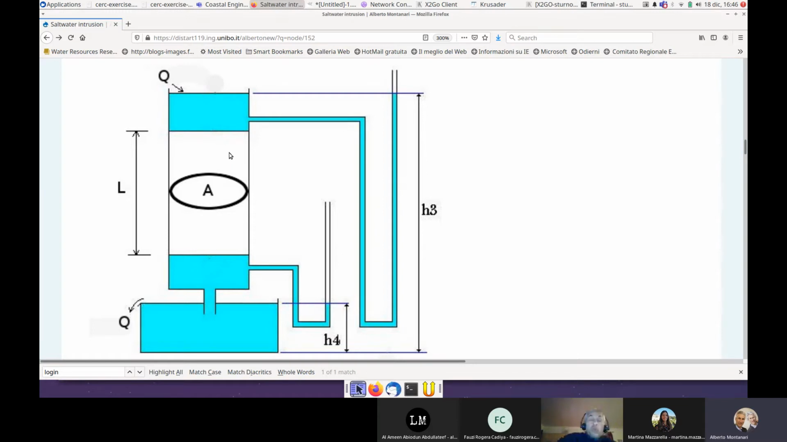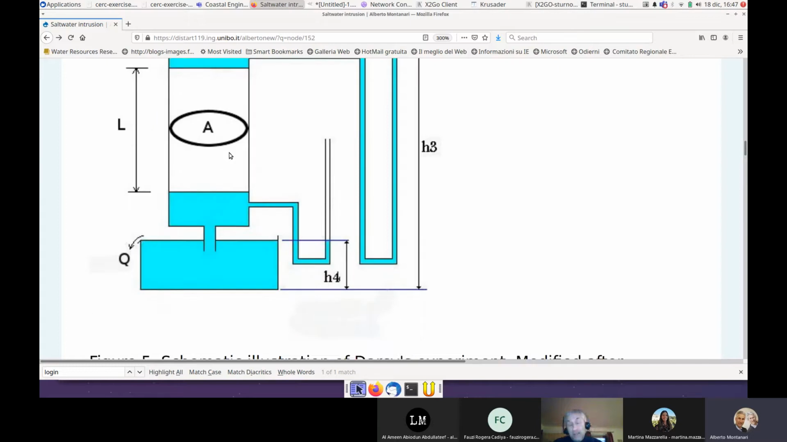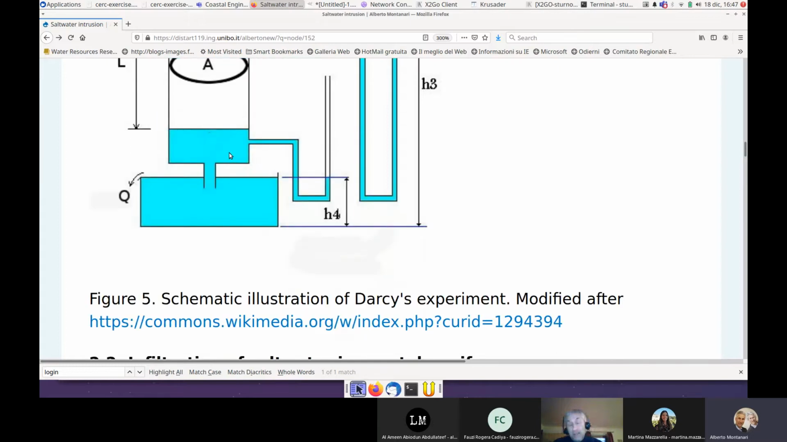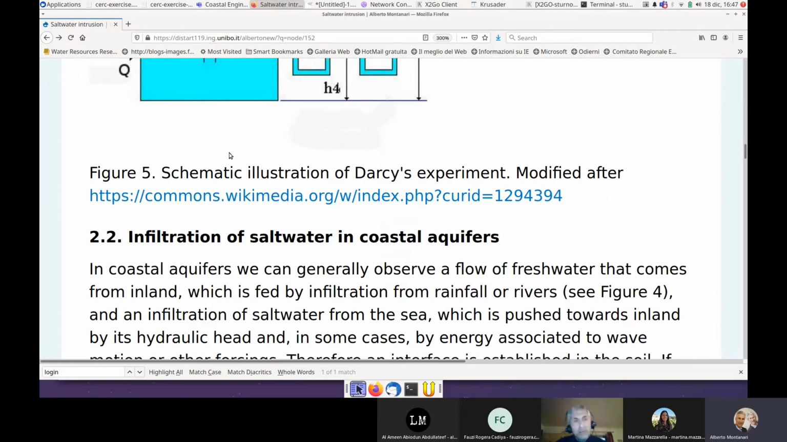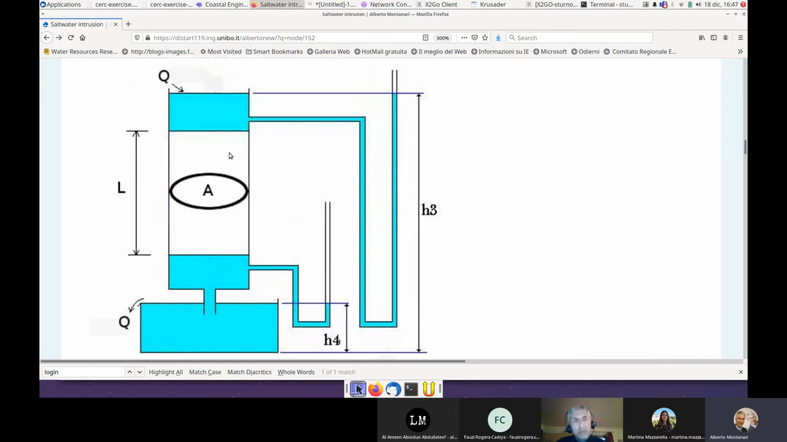Then the law can be proved by coupling, as I said, conservation of mass and conservation of energy. But actually, the first derivation of the law was empirical. Perfect. Now, how can we use this to describe saltwater intrusion? By writing a model based on the application of Darcy's law to the aquifer.